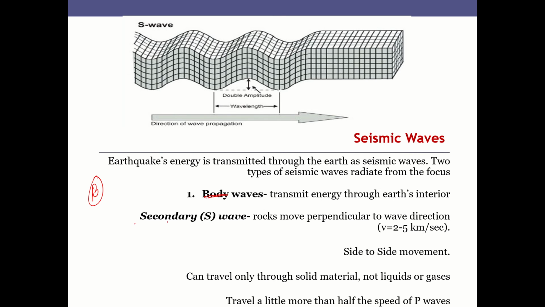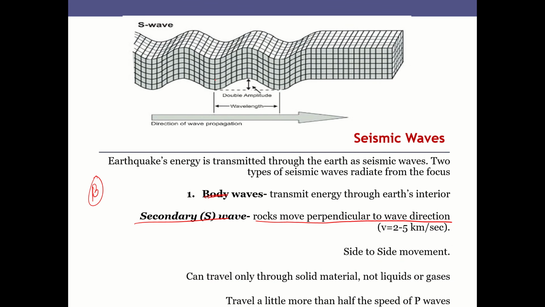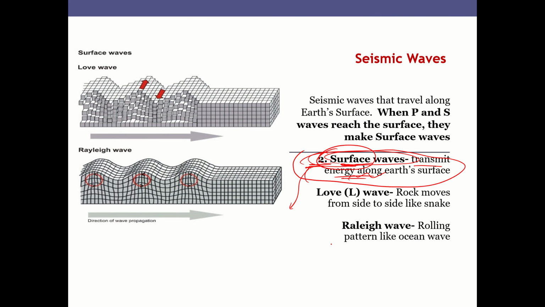The second one is called secondary waves. Rock movement is perpendicular to the wave direction. Initially we said the movement is only parallel. Here the movement is up and down. Secondary wave is where the movement is perpendicular. Side to side movement can travel only through solid and not through water and other things. Travels little more than half the speed of P waves. I think these are more technical. Let's not get into that.